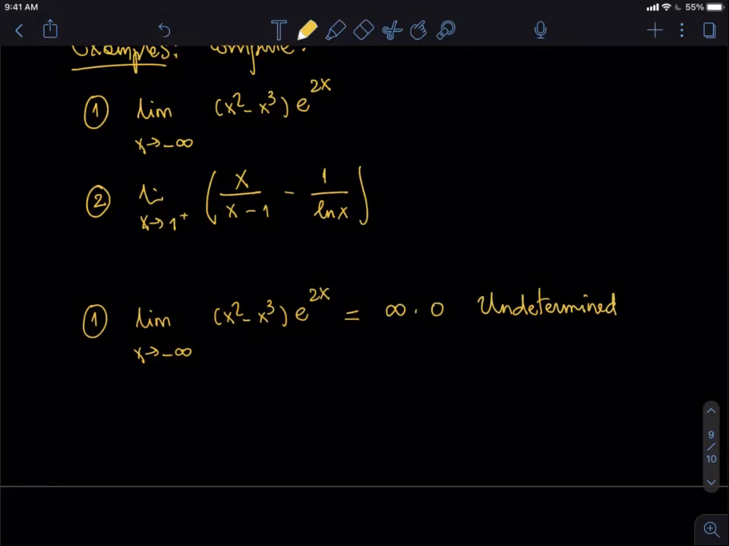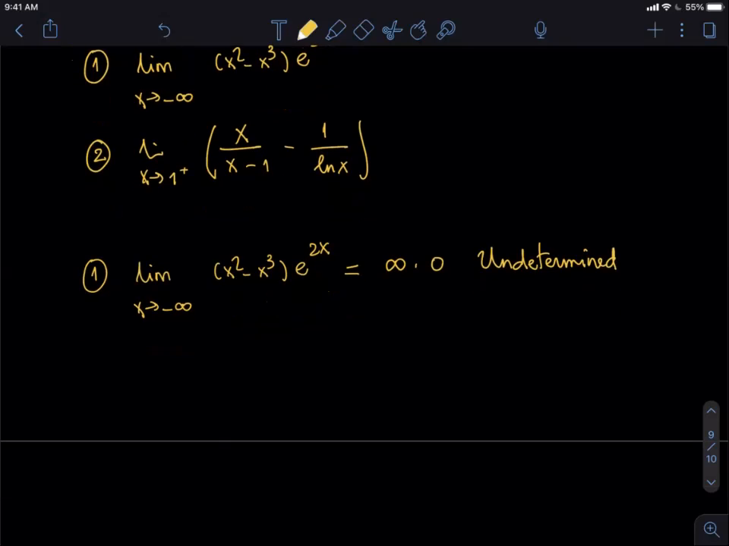But it's not one of the types that L'Hopital covers. But we can always transform it into something we can handle with L'Hopital. Remember, there are 4 types of indeterminations that L'Hopital can handle: infinity over infinity, negative infinity over negative infinity, plus infinity divided by negative infinity, negative infinity divided by plus infinity, and 0 divided by 0.